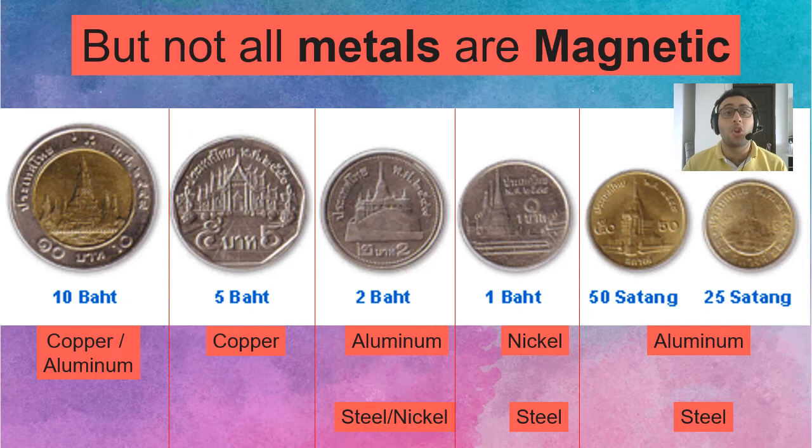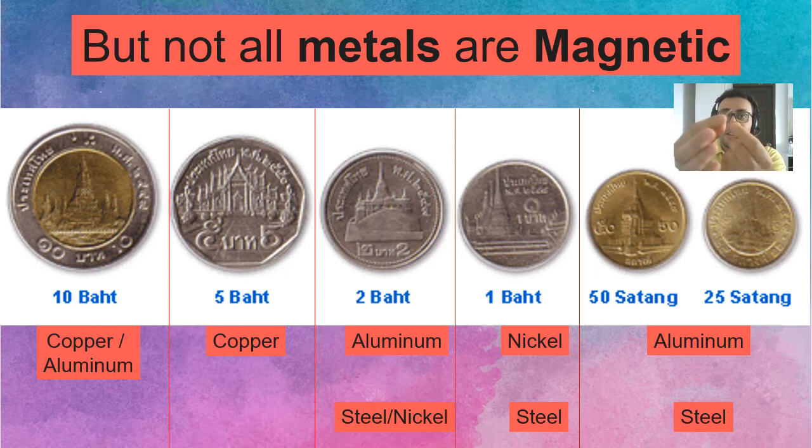Now, as I told you, not all metals are magnetic. So now I have some coins that I want to see which ones are made of magnetic metal and which ones are made of non-magnetic metal. So first we have satang, the smallest one, right? So let me show you. I have one 25 satang and two 50 satang. Look at here. Do you see them? Now, as you can see, the colors are different because this one is made of aluminum and these two are made of steel. Let's see.